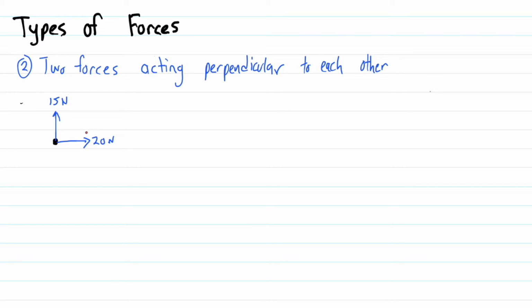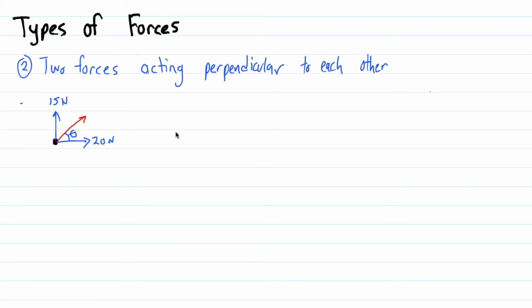The resultant force of this kind of system will always be in between the two forces pulling it. What I mean by that is, the resultant force will always be in the middle of the two forces that are being acted upon. Now, it could be closer to 15 or it could be closer to 20. That depends on the different forces acting upon it, which will be indicated by the angle of the resultant force.